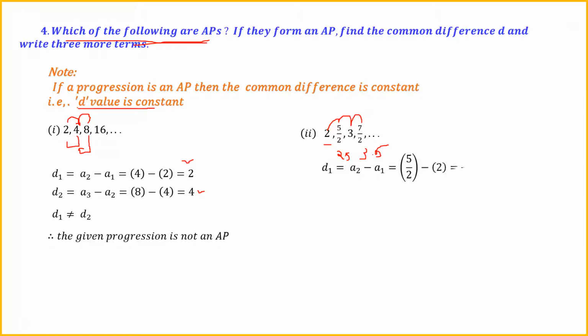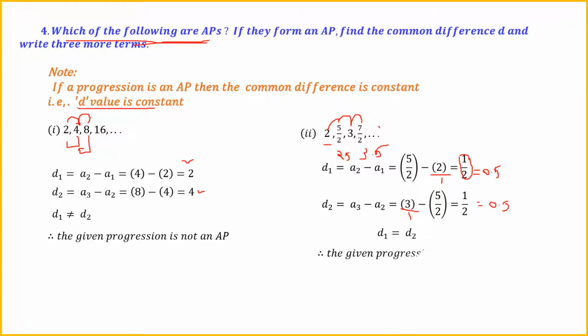d1, that is the second term minus the first term, 5 by 2 minus 2. By taking LCM, we have 1 by 2, which is nothing but 0.5 in decimal form. d2 is equal to a3, that is 3, minus a2, that is 5 by 2. By LCM again, it's 1 by 2, which in decimal form is 0.5. Then d1 is equal to d2. Therefore, the given progression is in arithmetic progression.